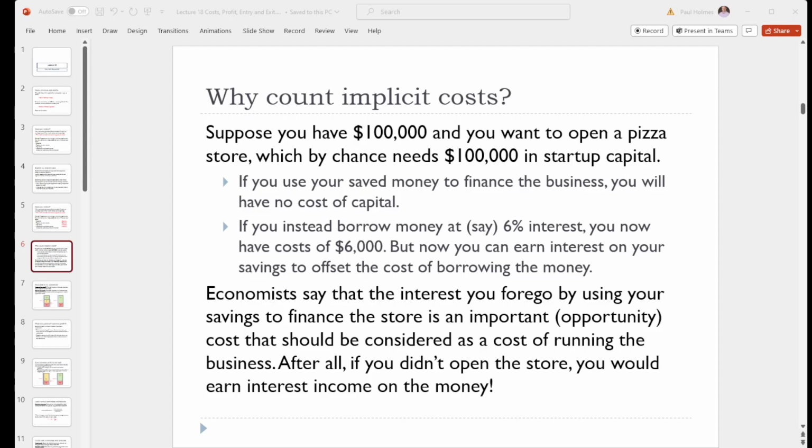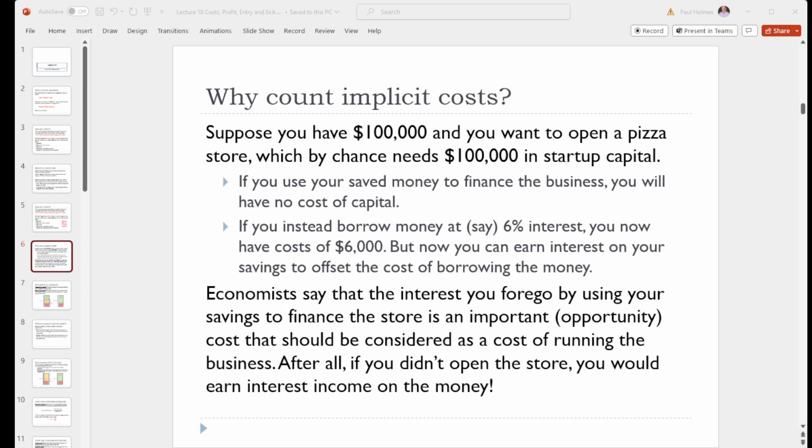Counting implicit costs may seem a little strange to you. Let me try and convince you with an example that it's a sensible thing to do. So imagine that you are opening up a pizza store. It's been your lifelong dream, you've been saving up money, and finally you've got just the right location for it.